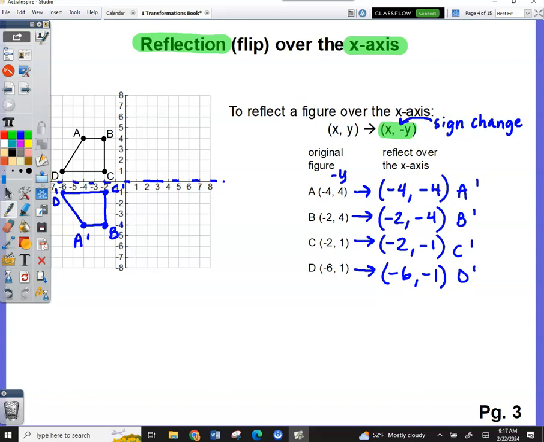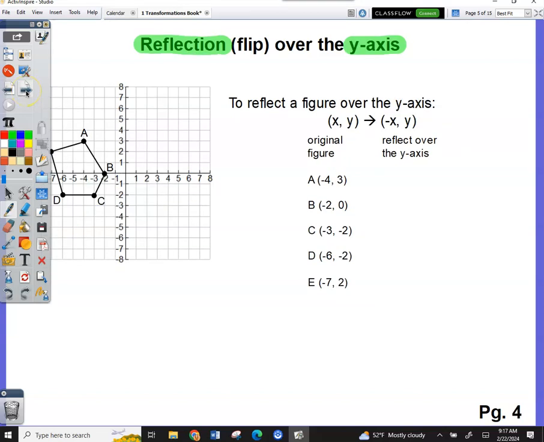So instead of practicing a flip over the x-axis, slide to the right to page 4, and you're going to practice this concept, but this time we're flipping over the y-axis because it's the same exact concept. You're just going right or left instead of up or down, okay? So slide to the right to this page.